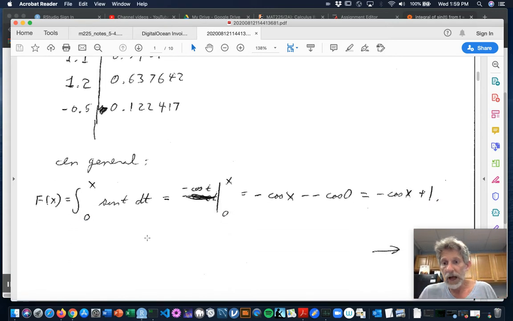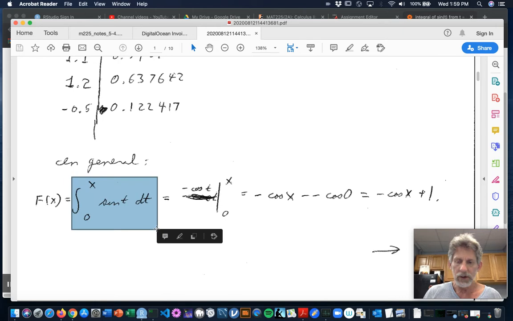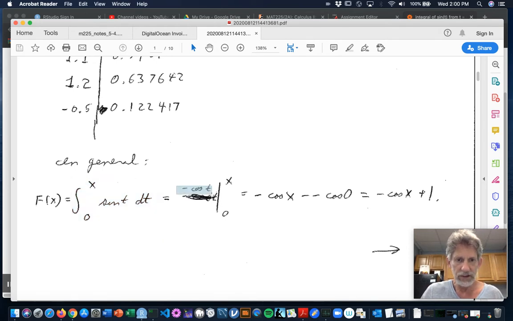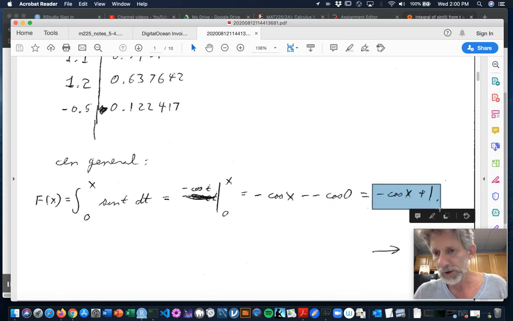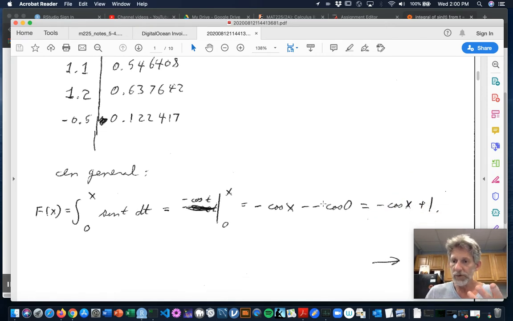You could also try to find a general formula for this function. I'm going to call this function capital F of x, if you don't mind, this area under the curve function. And let's see if we can get a general formula for it. We should be able to, because we know the first version of the fundamental theorem of calculus. We can get the antiderivative of sine of t, it's minus cosine of t, and just evaluate between the 0 and the x. So we have minus cosine of x minus minus cosine of 0. And that works to minus cosine x plus 1. And so we could just plug different x's into that instead of having to go to Wolfram Alpha each time.